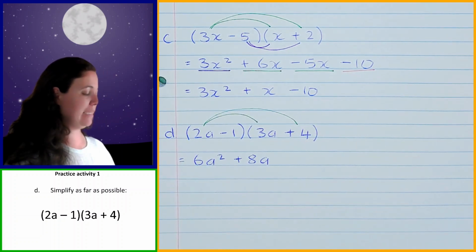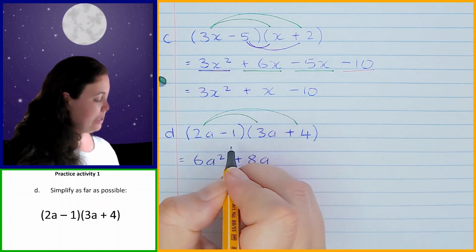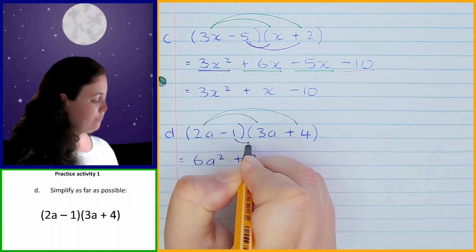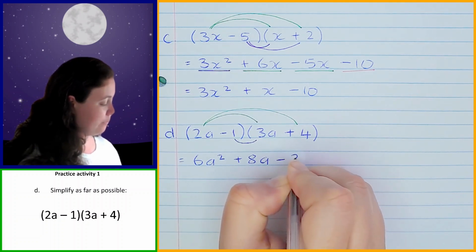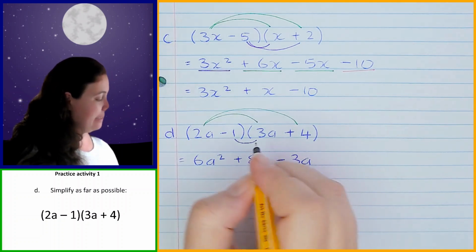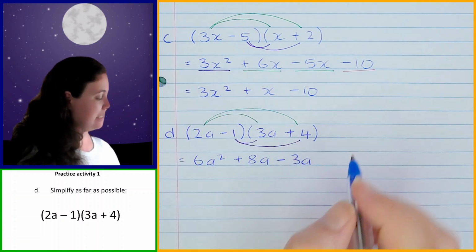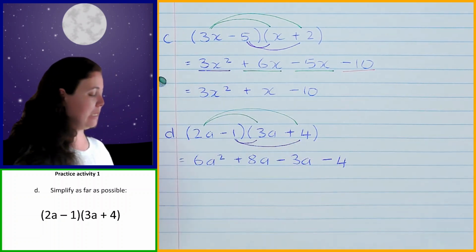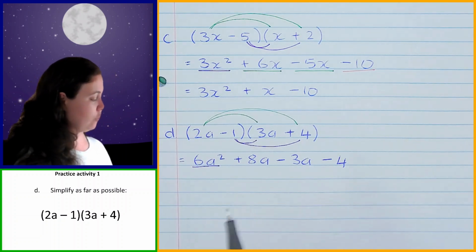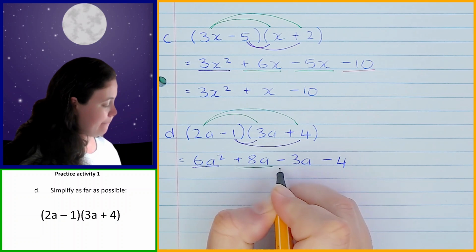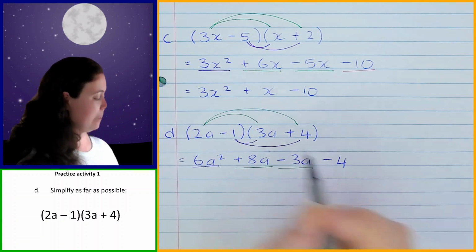Then I'm going to go on to the second term in my first set of brackets, that's the minus 1. So I'm multiplying each of these by negative 1. So it's going to be negative 1 times 3a is negative 3a. And then negative 1 times 4 is negative 4. Okay, so then our like terms, we've got over here 6a squared. Then I've got plus 8a minus 3a. And then I've got minus 4.